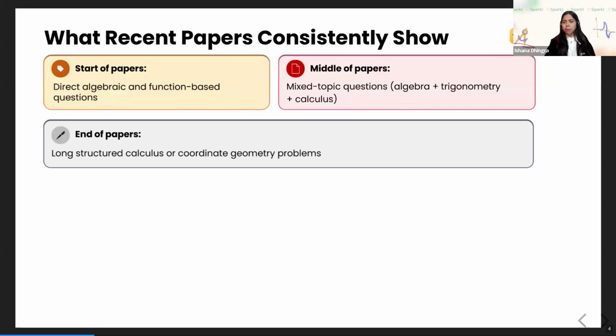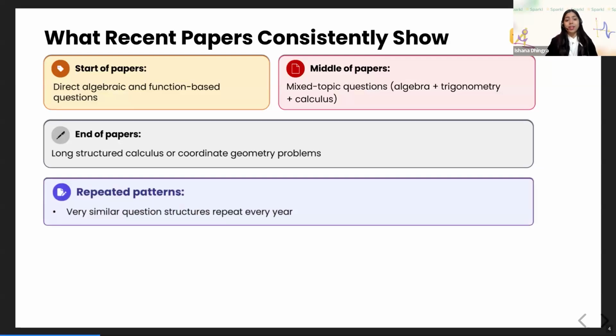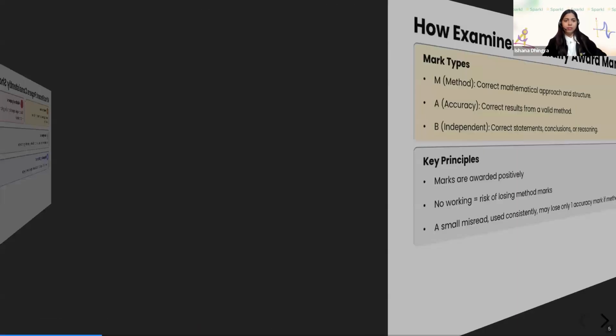Shall we move ahead? Are we on the same page? Okay. Repeated patterns, as I said, there are very similar question structures that repeat every year. So make sure you're going through it.